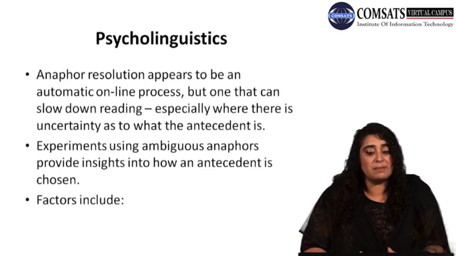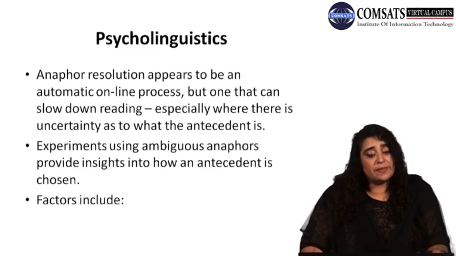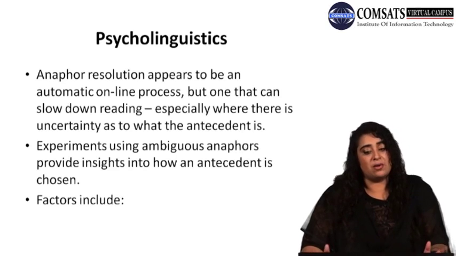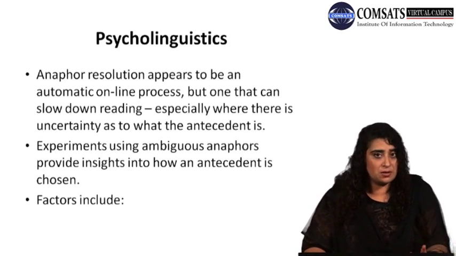Experiments using ambiguous anaphors provide insights into how an antecedent is chosen. So when you use ambiguous anaphors in experiments, that would provide a view of how an antecedent would be chosen. Now, the factors that are included in this.